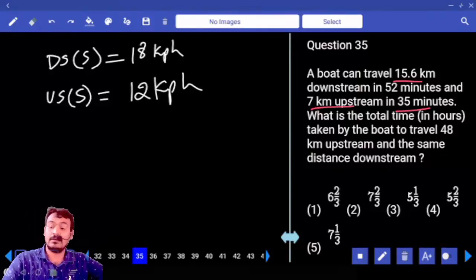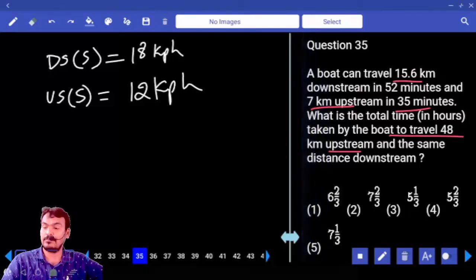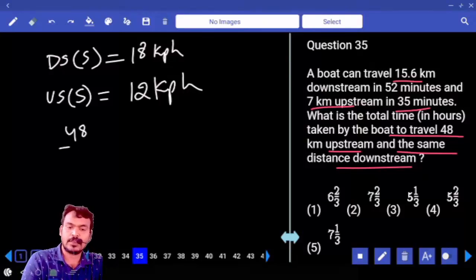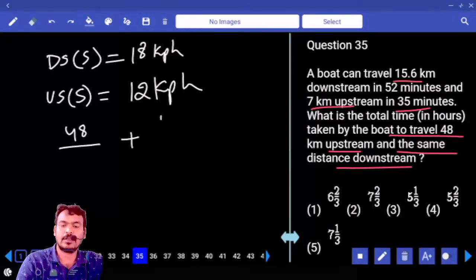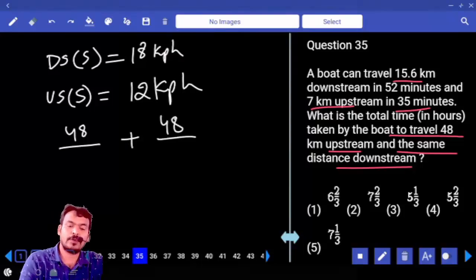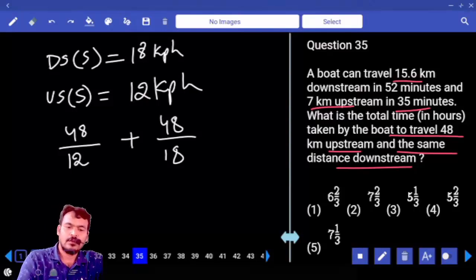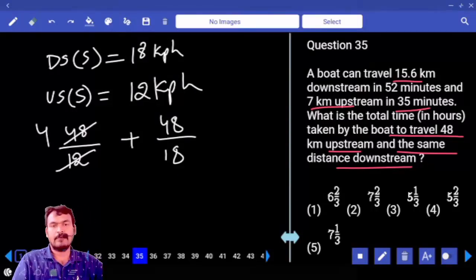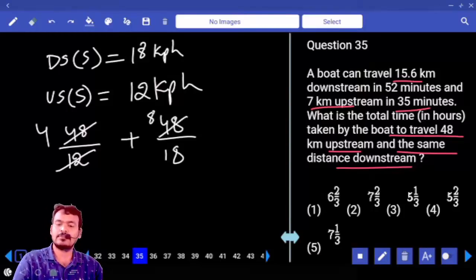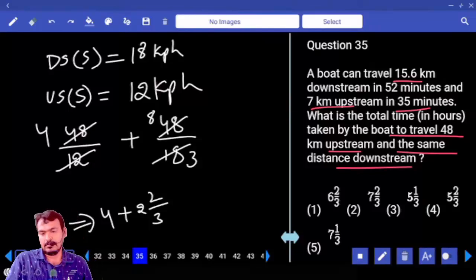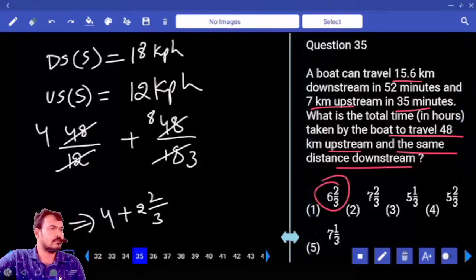But we require the total time taken for 48 kilometers upstream and the same distance downstream. One is 48 kilometers upstream, another is 48 kilometers downstream. What is the upstream speed? 12 kilometers per hour. What is the downstream speed? 18 kilometers per hour. Adding both, we get the total time. 12 times 4 is 48, so 4 hours. 48 by 18 means 2 and 2 by 3. Then total is 4 plus 2, 2 by 3. What is the answer? 6 and 2 by 3 hours.